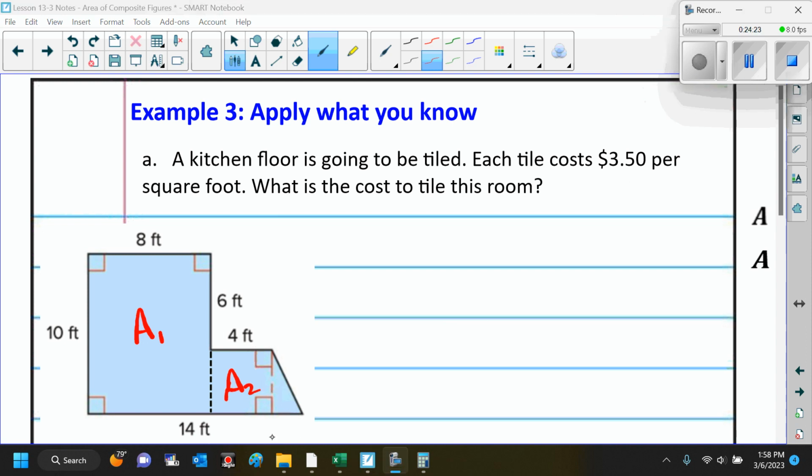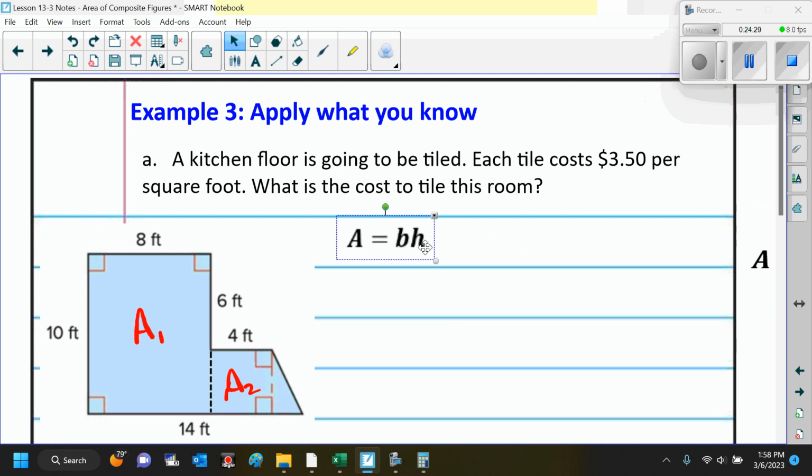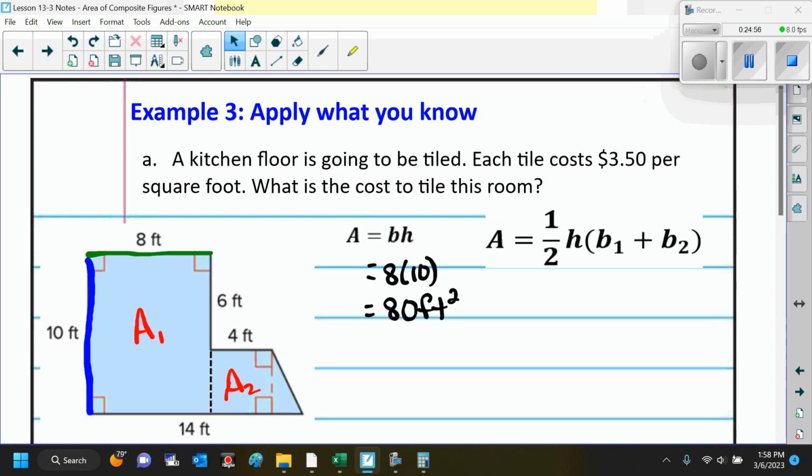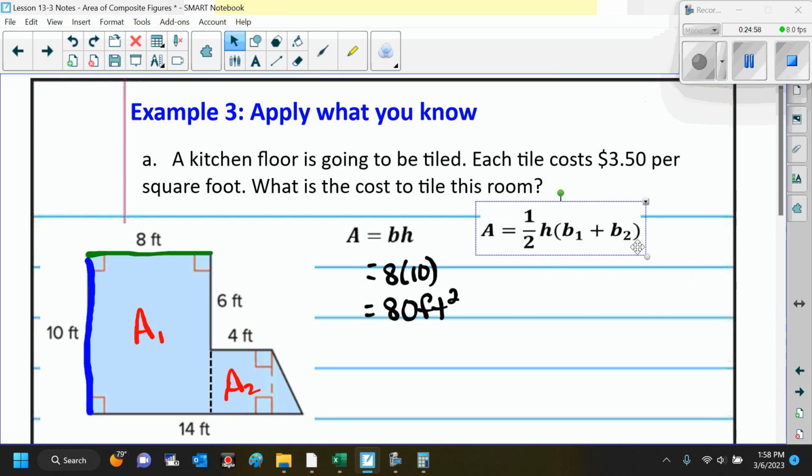So now we've got area 1 over here, which is a rectangle, and area 2 over here, which is a trapezoid. Okay, so the first area we have is a rectangle, so that's base times height. Now, area 1, base times height. There's the base, that's 8, and the height is 10. So this is going to be 8 times 10, which is 80, and this is feet squared. So that's area 1. Area 2 is a trapezoid. So here's our trapezoid formula. Area is equal to 1/2 times the height times sum of the bases.